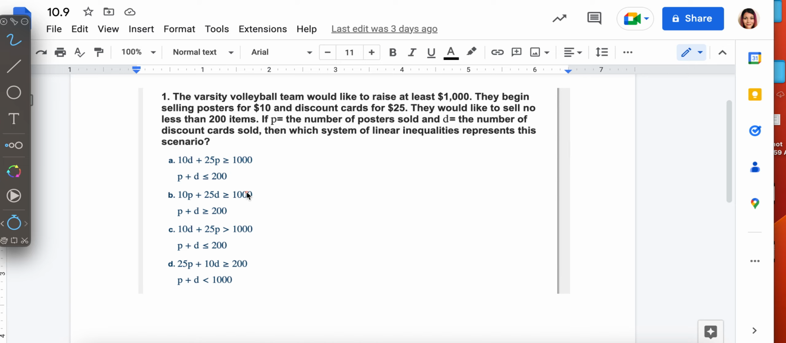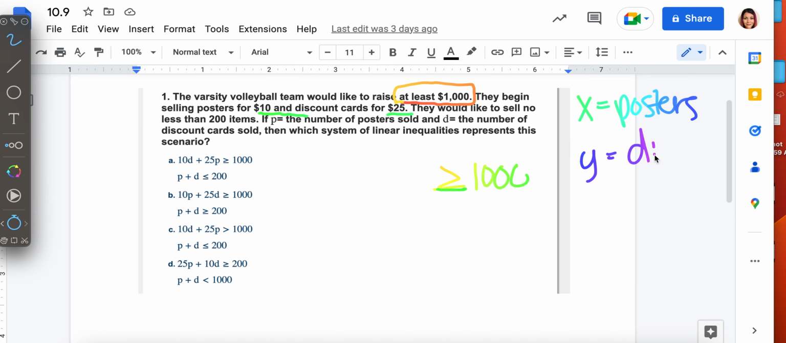So it says the varsity volleyball team would like to raise at least $1,000. That means 1,000 is included, so we're going to be greater than or equal to 1,000, because it says at least 1,000. They begin selling posters for $10 and discount cards for $25. So we need to identify our variables. I'm going to make x be the posters and y be the discount cards.